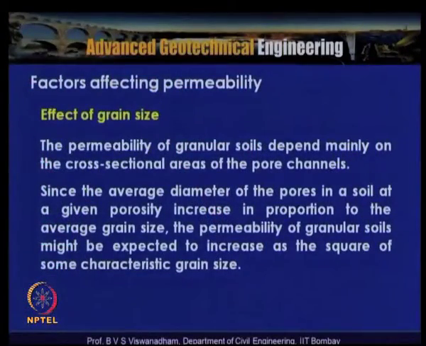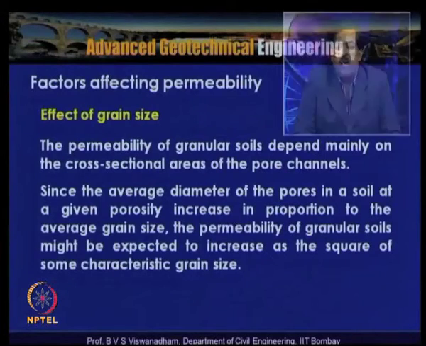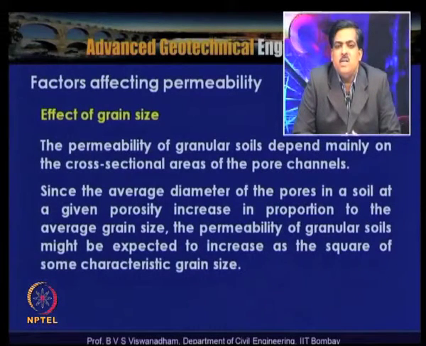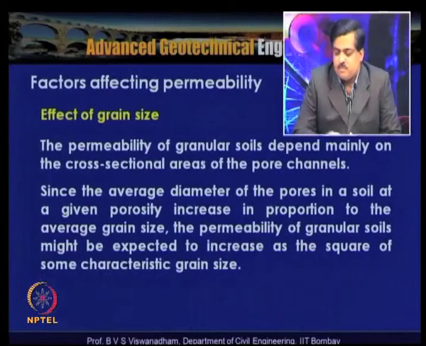Since the average diameter of the pores in a soil at a given porosity increases in proportion to the average grain size, the permeability of granular soils might be expected to increase as the square of some characteristic grain size. Generally it is considered as D10, but recent studies indicate that D5, that is, the size at which 5% of particles are passing, may be better.